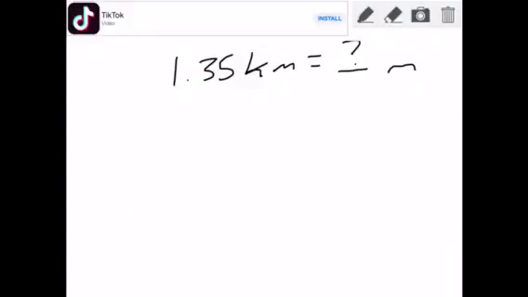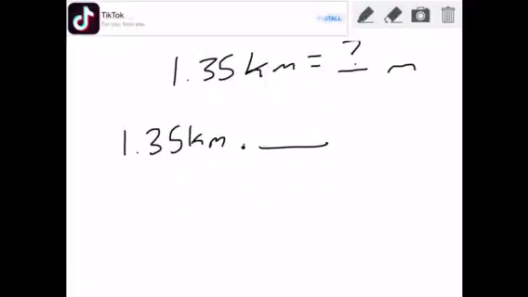So what we need to do here is always write down our given. Our given is 1.35 kilometers, including the units. And when we use conversions, we use dimensional analysis, or else we sometimes call it the unit factor method, because we do this by factors, or by fractions, multiplying fractions.